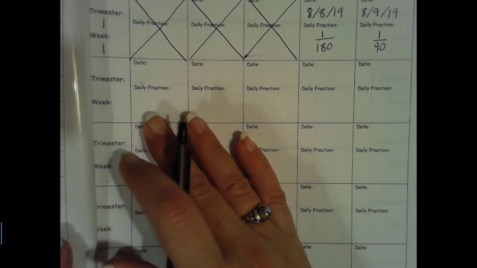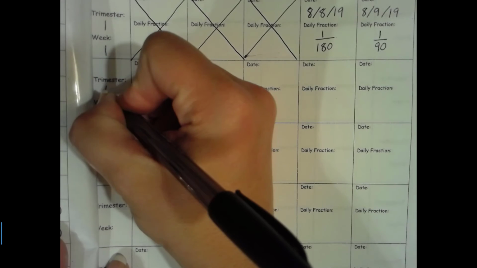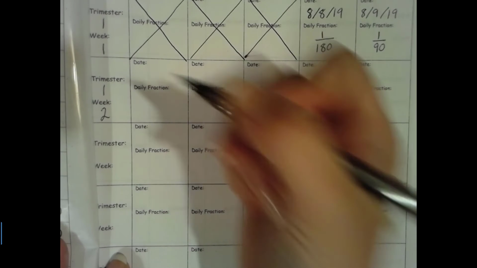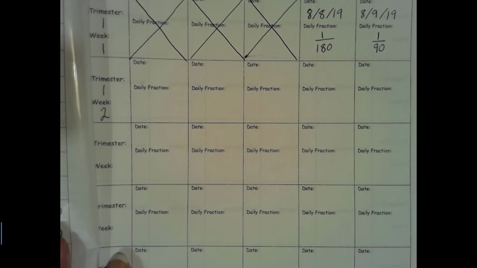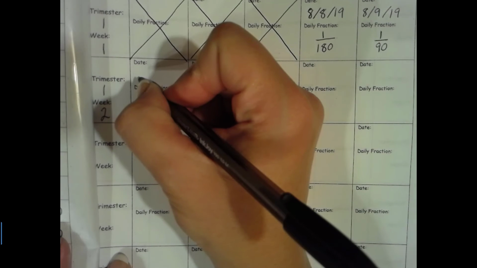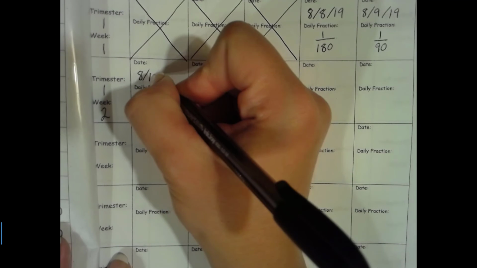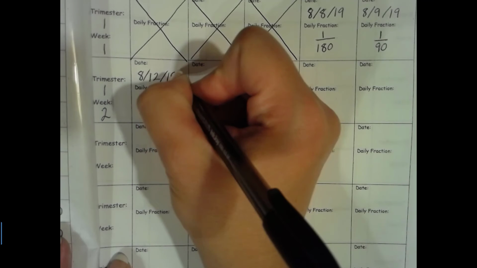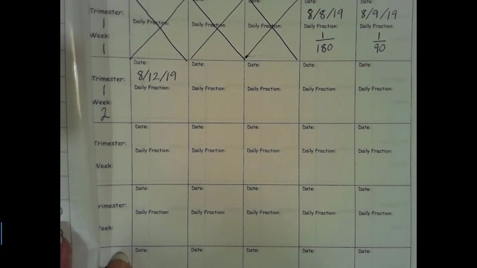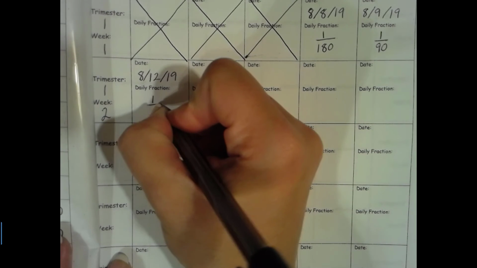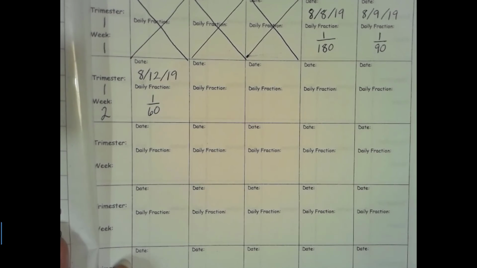Okay, so now we need to fill this in. We are in trimester 1, week 2. Our date for today is 8/12/19, and our fraction for today is 1/60.